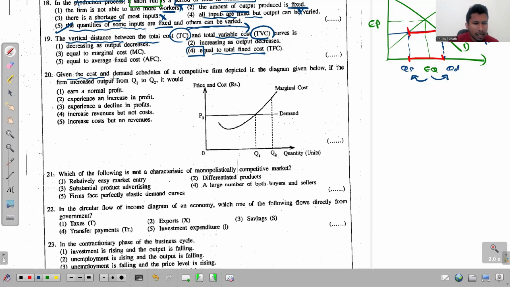Given the cost and demand schedules of a competitive firm depicted in the diagram below, if the firm increased output from Q1 to Q2, it would. All right. So this is the given diagram. So let's look at the diagram. So you have the MC curve here and the demand curve here.